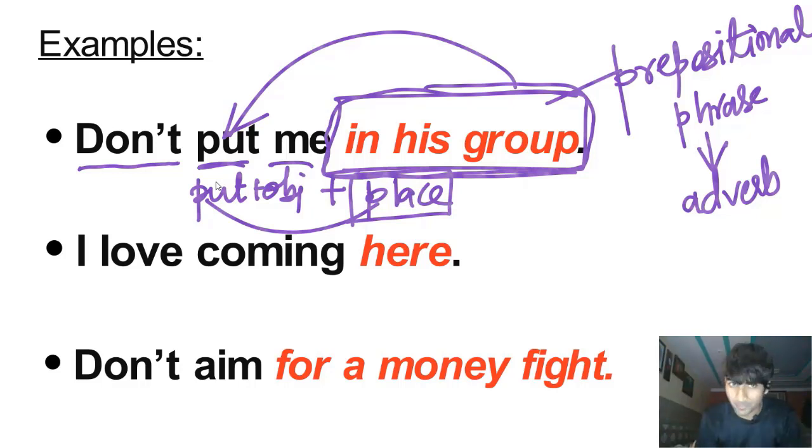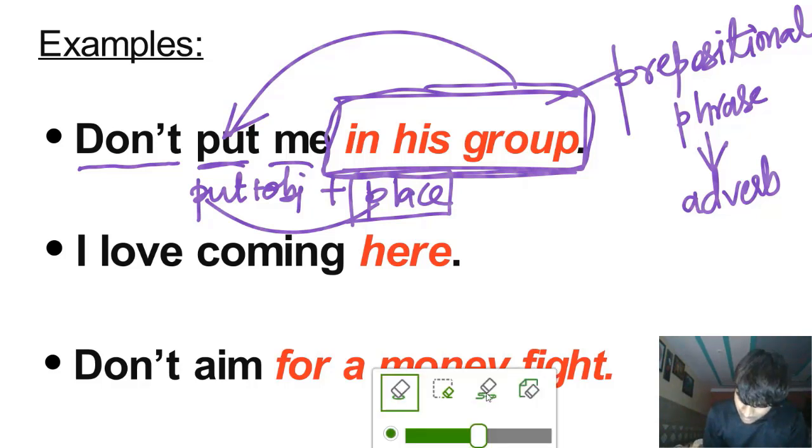So in his group is talking about the place of the action which is put. It is working as an adverb. It is an adverbial. All right, and since it is completing the meaning of the verb put and is essential to it, we'll call it an adverbial complement. It's a type of verb complement. All right, let's remove this.